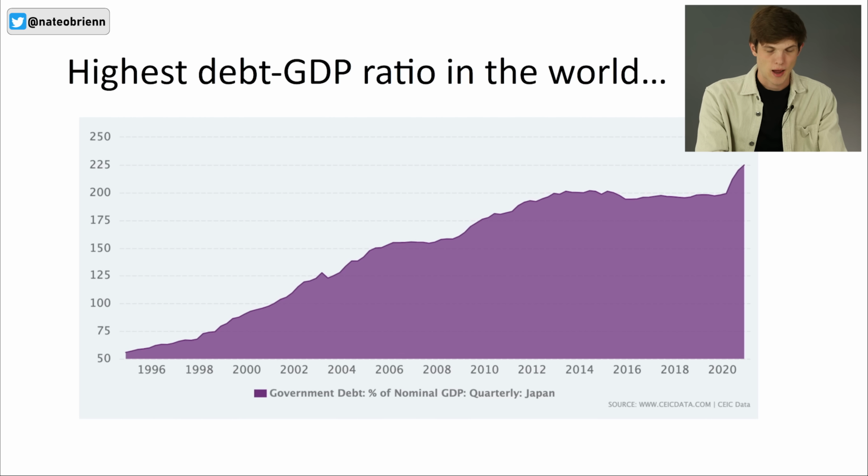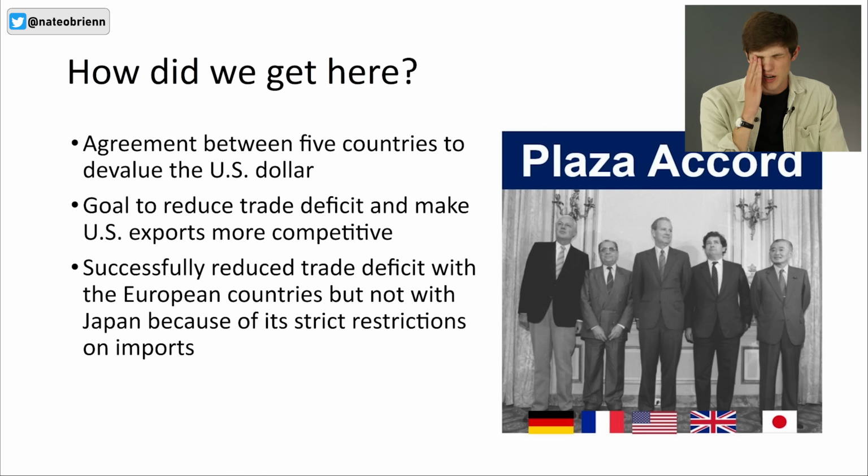Now, how do we get here? How is Japan such a mess right now? Why is it that, you know, yield curve control, all these problems, the Bank of Japan is printing tens of trillions of yen on a monthly basis? How do we get to this point? And it actually all started back in the 1980s with something called the Plaza Accord.